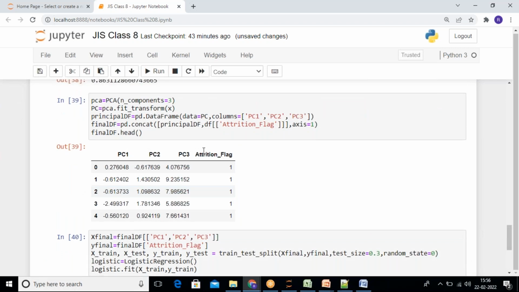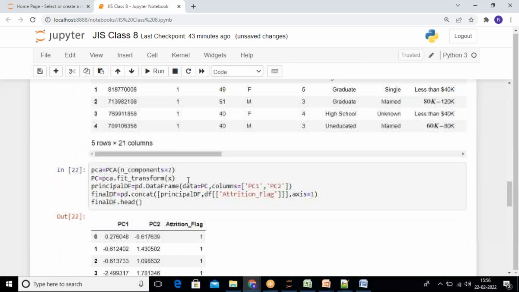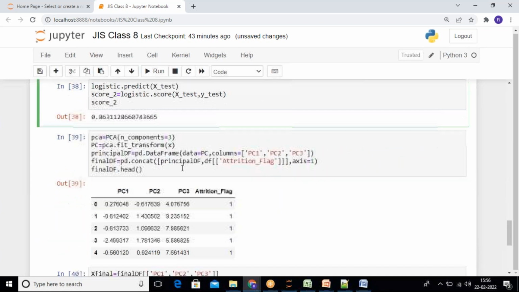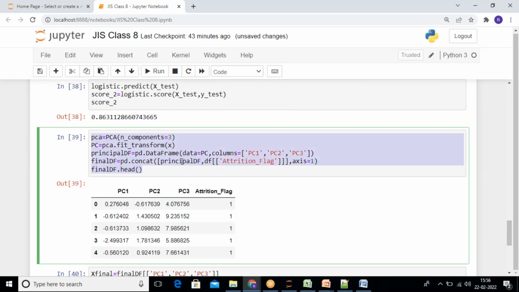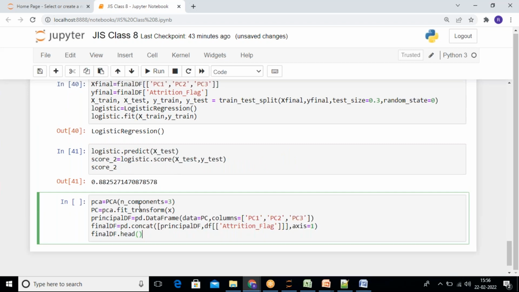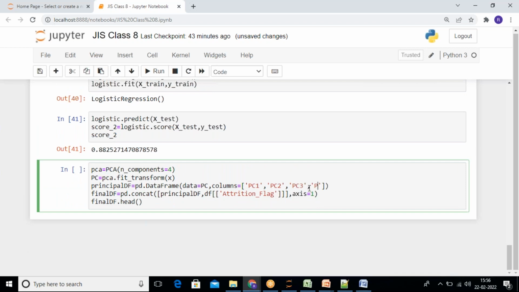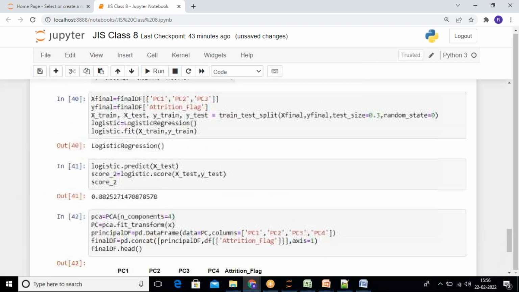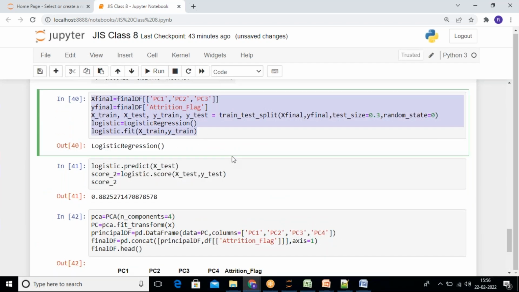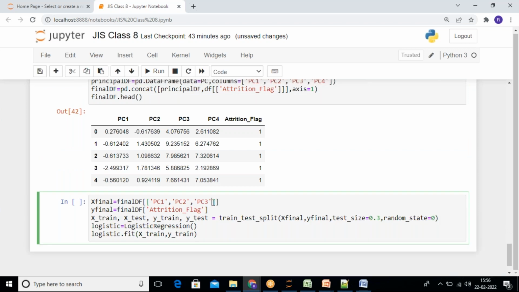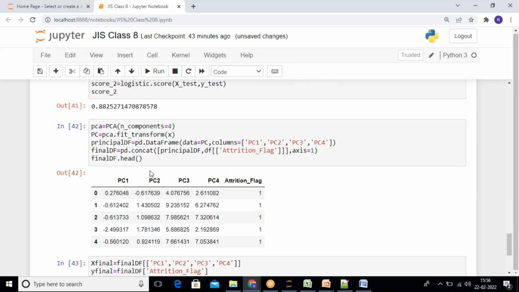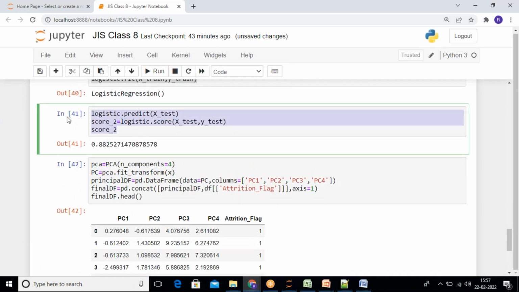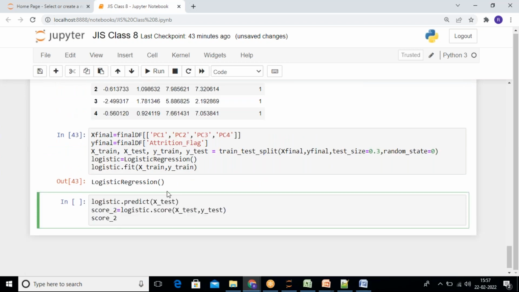It's done till 3, so I'll copy this again. Till 4 I will go, not more than that. Now logistic regression with 4. I'll copy this again and paste it over here.